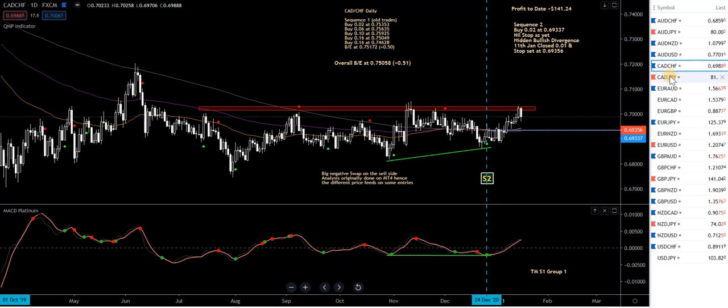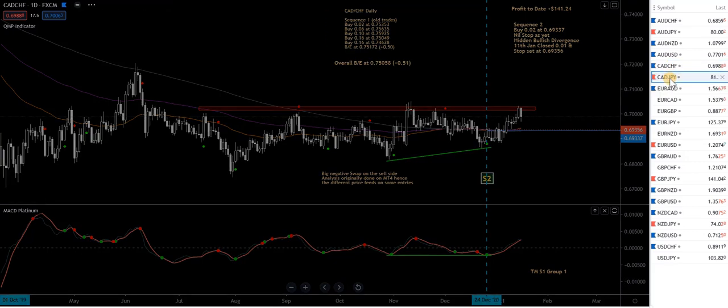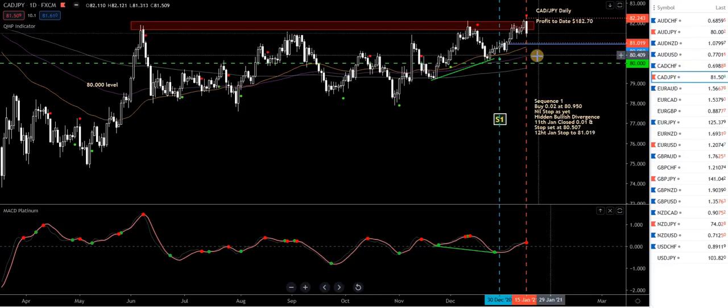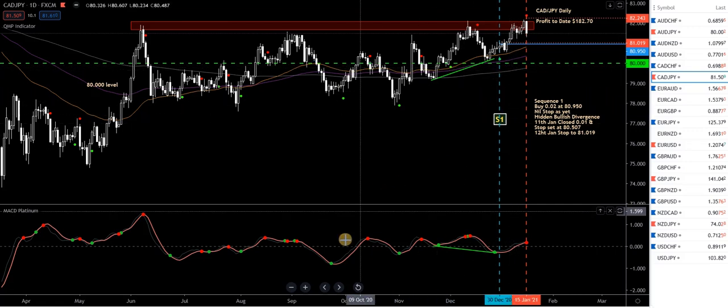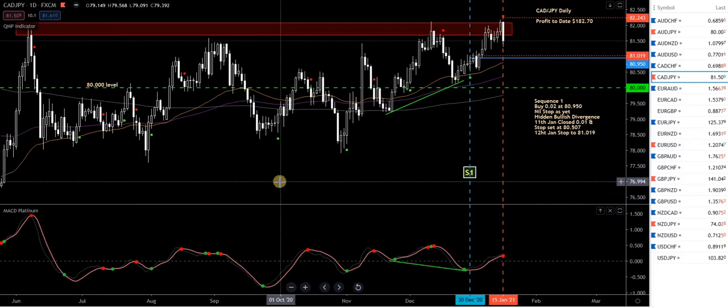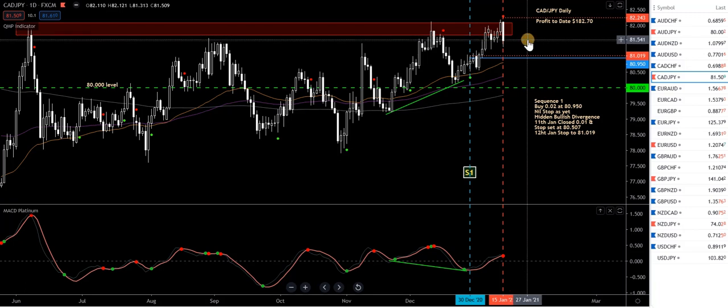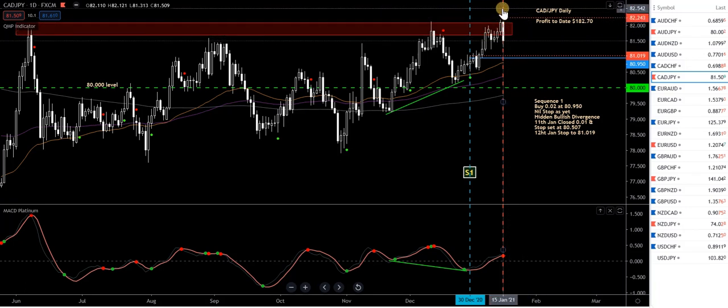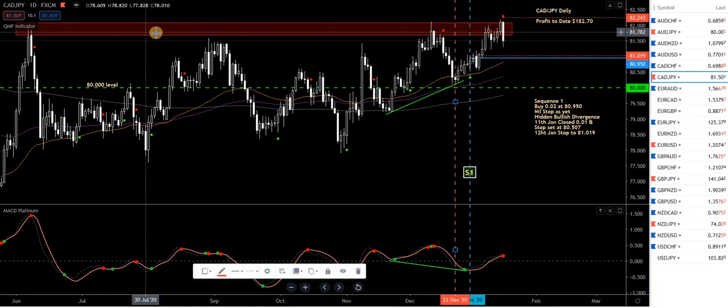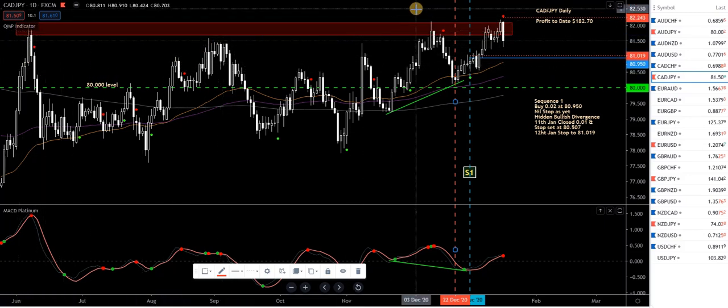Right, Cad Swiss, yeah, it's a problem pair, but it's not the end of the world. Cad Yen, right, on Monday, what do we got? We've got a new sell signal on Monday. You can see it here. Again, we've got this big red box. The price, it's a zone, not a specific price.